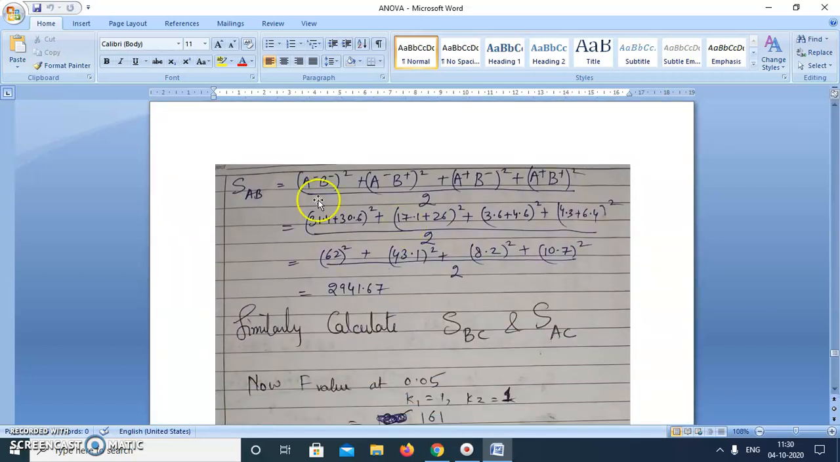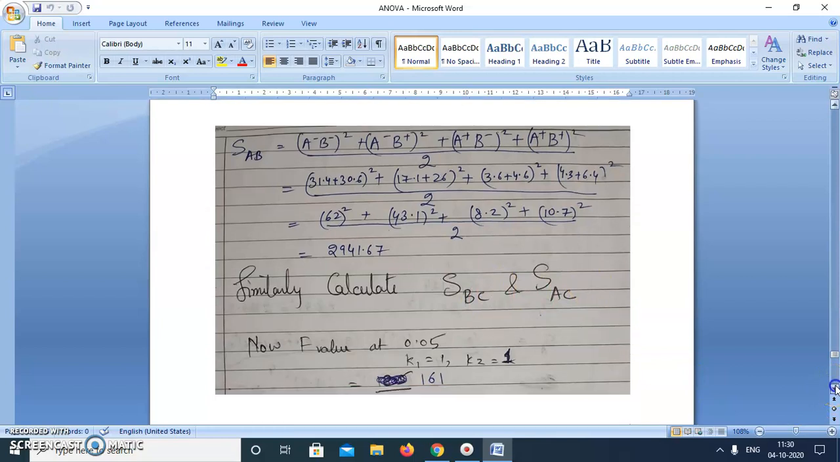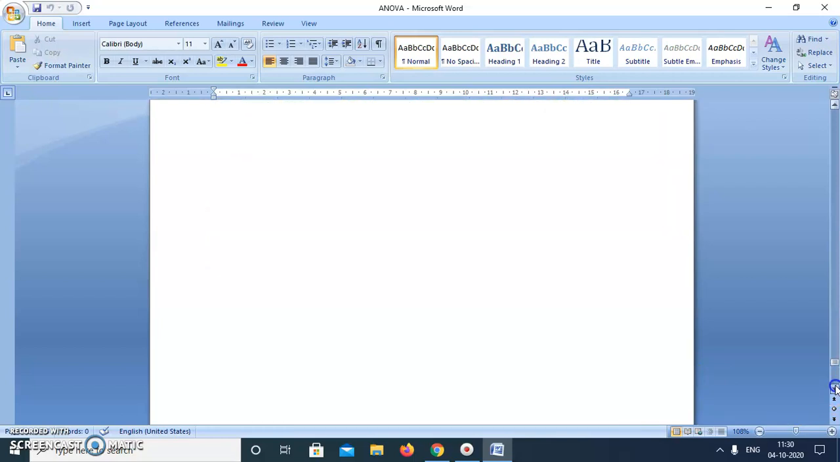Okay, now SAB we get is when we add these 2 readings, now we'll have to divide here by 2 because 1 reading comes from addition of 2 readings. So we'll calculate SAB like this. Now you have to calculate BC and AC, and we'll make the ANOVA table.